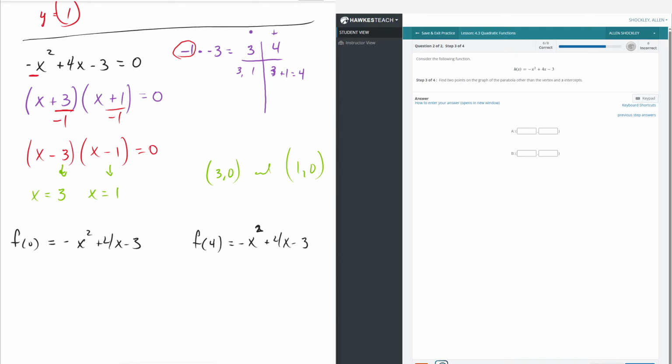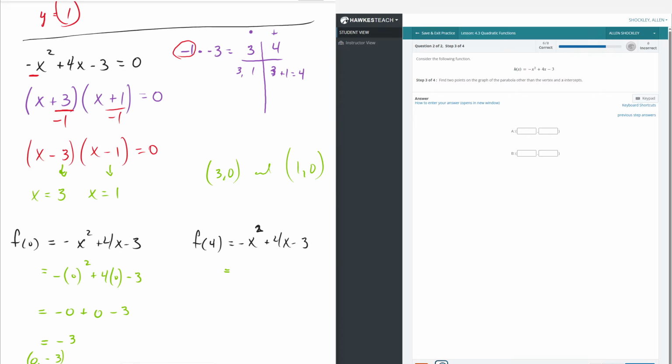So, 0. Negative 0 squared plus 4 times 0 minus 3. 0 squared is 0, and if you make negative 0, you still get 0. Plus 4 times 0 is 0, minus 3, so we get negative 3, a coordinate of 0, negative 3.